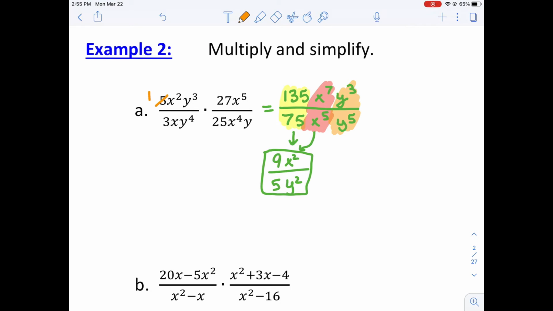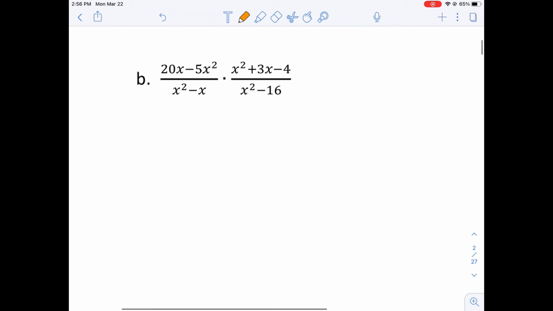Or you could reduce before you multiply and divide 5 by 5 and 25 by 5 and make it 1/5, and 27 and 3 by 3. That way it's a little bit easier to simplify your numbers. And then you could go ahead and simplify your variables and end up at the same spot.